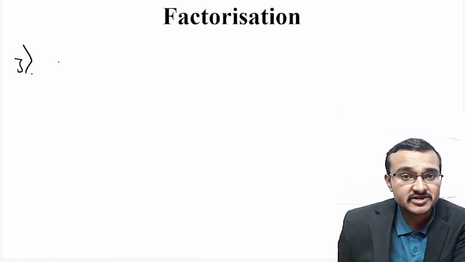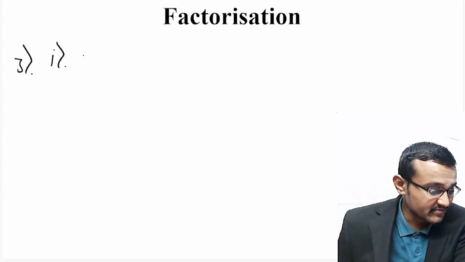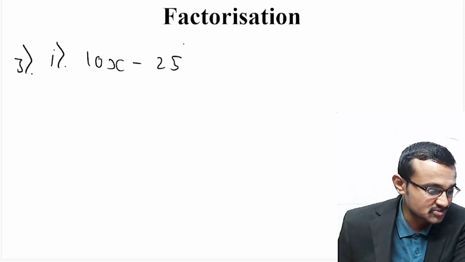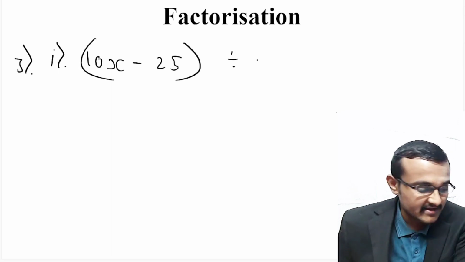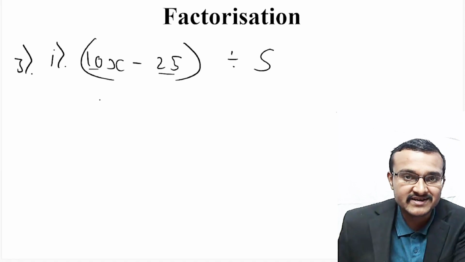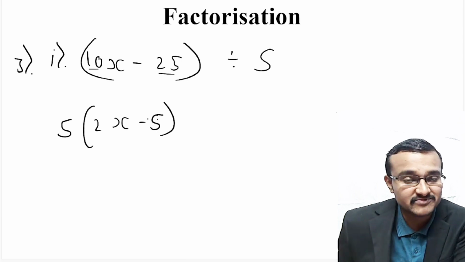Coming to the third question in this exercise, here also you have 5 questions. I will be solving 2 questions. So coming to the first question in this third question, you have 10x minus 25 divided by 5. Here you can clearly see you can take 5 common from this 10 and 25. So when you take 5 common from 10 and 25, inside the bracket you will have 2x minus 5.